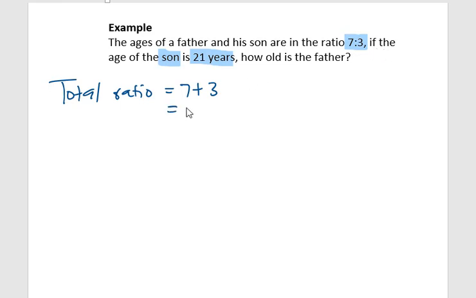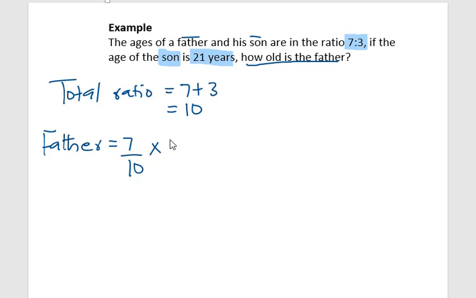So 7 plus 3 is 10. Now we've got the total ratio. Now what did it ask us to solve for? The father. So let's model it out. Father is equal to what? 7, because we had father before son, so the first part should be the father. So 7 over 10 multiplied by what?